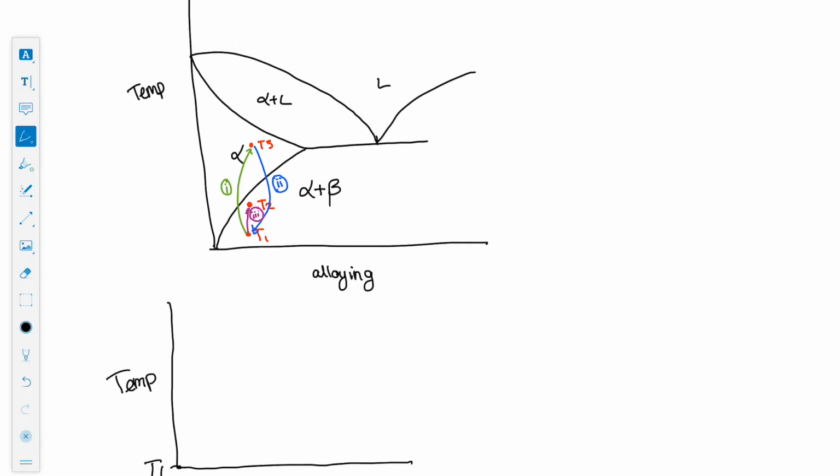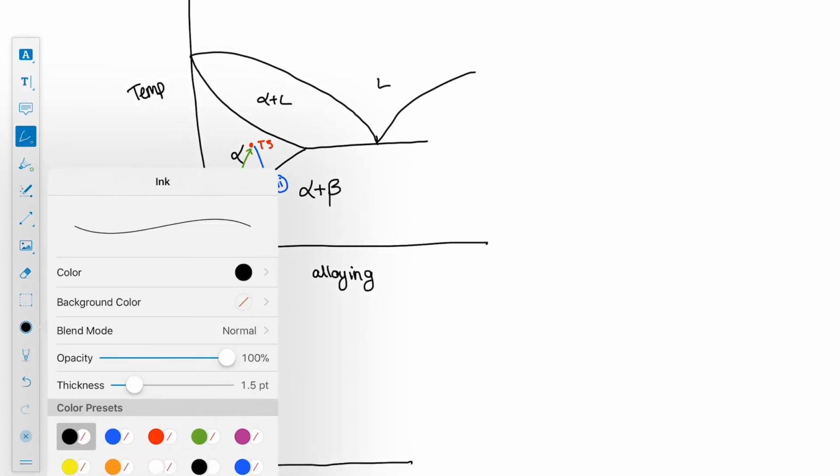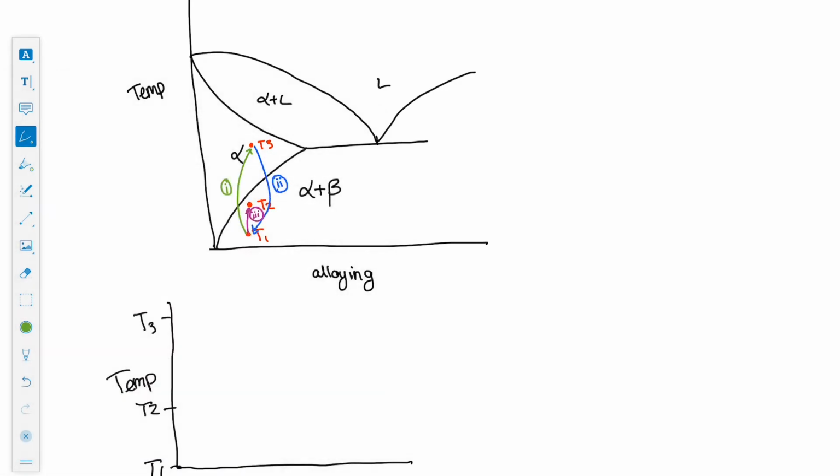We have T1, room temperature, T2, which is within our alpha beta, and T3, which is up in the alpha phase. So I'm going to write it back out again, slightly differently. So first thing we talked about is we go from T1 to T3, so we heat and we hold. So this is what we call annealing.